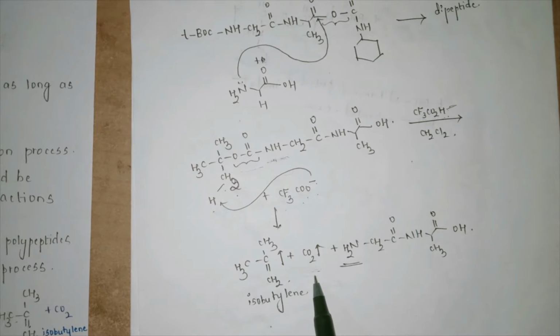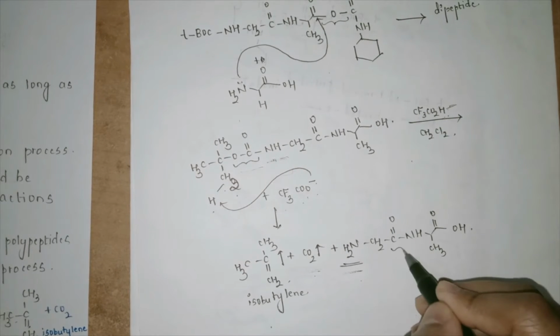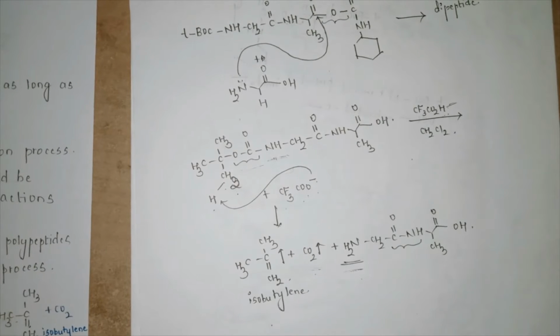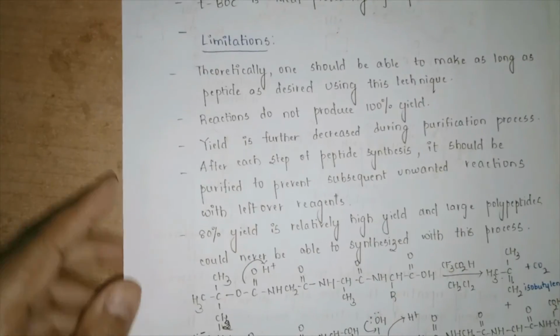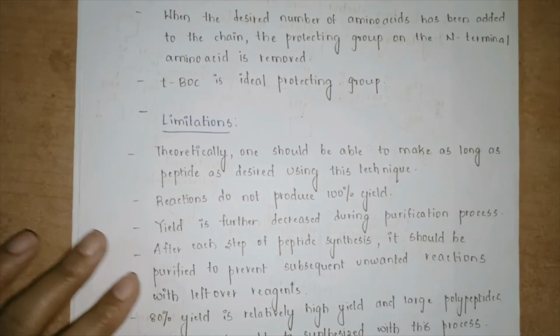Once the release of the carbon dioxide takes place, I can easily get my free N-terminal, and hence finally the peptide system can be seen: a new peptide is formed, and there is also a free terminal. So this is how there is a production of the system of C-terminal activation and N-terminal protection, and finally the deprotection of the N-terminal system. But there are limitations to this particular system.